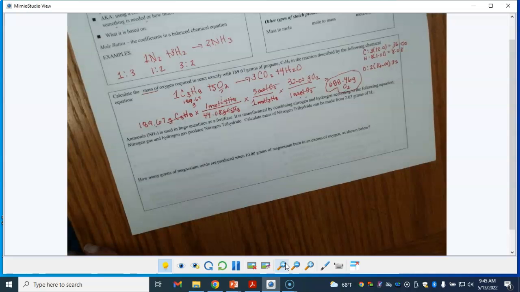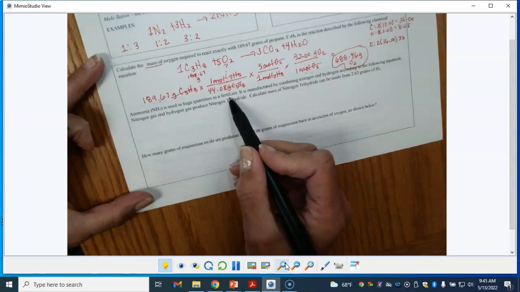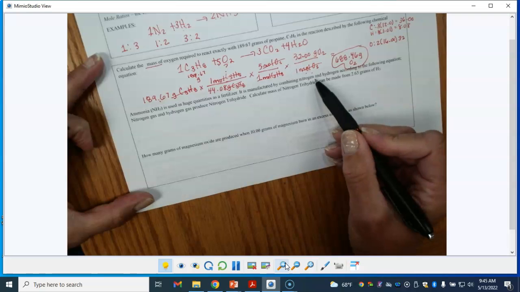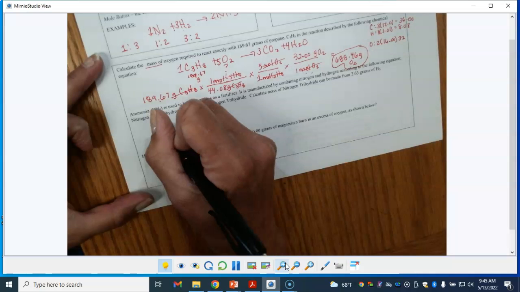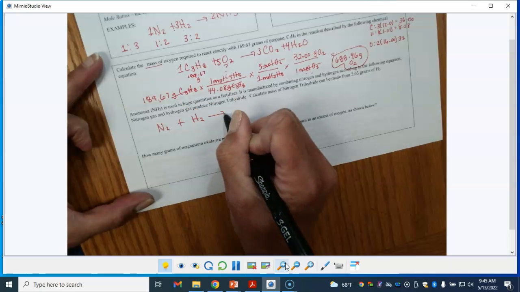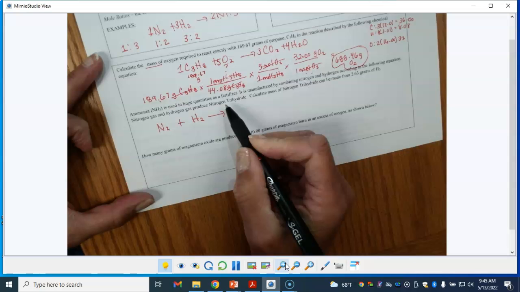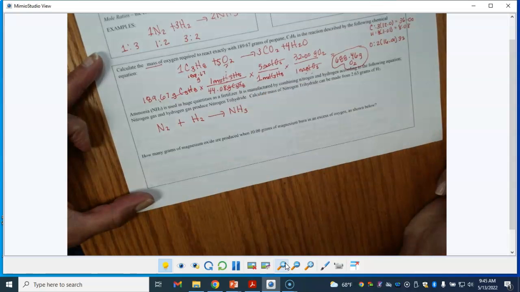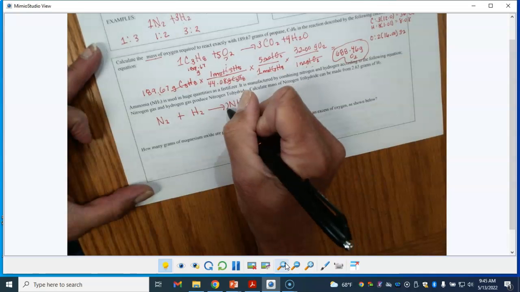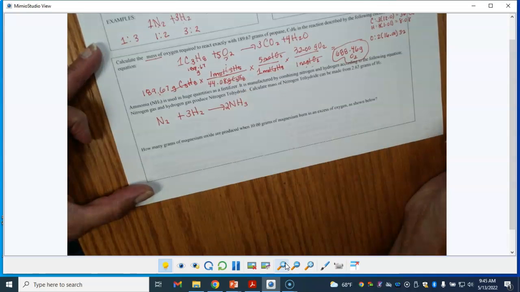Okay. I guess I'm going to use my same equation up here. So ammonia is used in huge quantities as a fertilizer. It is manufactured by combining nitrogen and hydrogen according to the following equation. Nitrogen gas and hydrogen gas produce nitrogen trihydride, or ammonia. I have to start all stoichiometry problems with a balanced chemical equation. So I'm going to put my 2 right here, and a 3 right here. And if you want to put a 1 right here, you can.